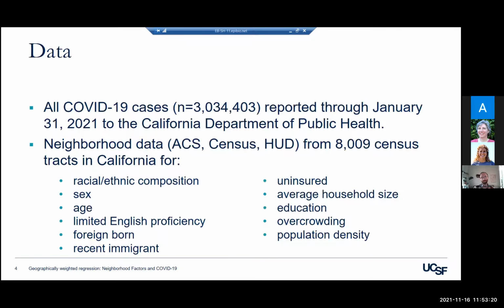For data, we used all COVID-19 cases reported through January 31st, 2021 to the California Department of Public Health, CDPH. That was for the COVID data. And then for neighborhood data, we used American Community Survey census data and HUD data for 8,009 census tracts in California. For these variables, for example, the percent limited English proficiency within a census tract, or the percent uninsured in a census tract, etc.